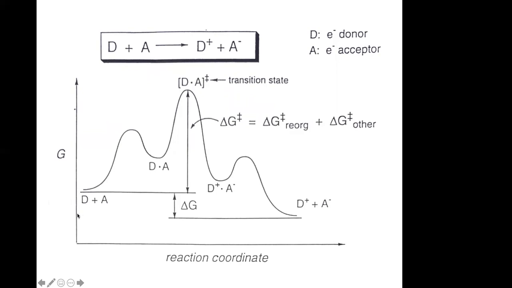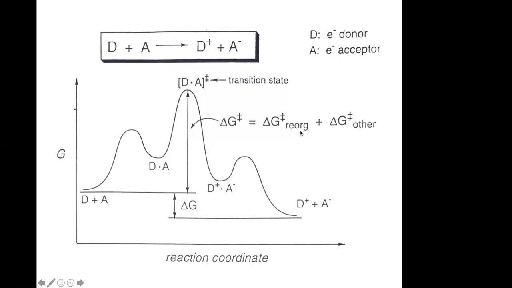So we're going to start off with the donor and acceptor in solution. Here we're going to bring them together. There may be a barrier forming the precursor complex. We'll form the transition state geometry. Electron transfer will occur. We'll relax to the successor complex, and then those can diffuse apart.